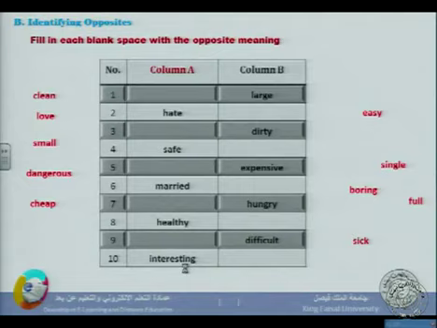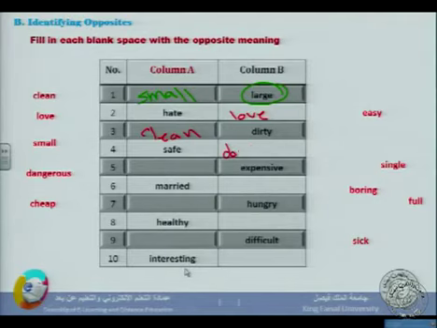Fill in each blank space with the opposite meaning. Opposite meaning شو معناها؟ النقيض. Large معناها كبير. شو نقيضها؟ Small. Hate معناها يكره. شو نقيضها؟ Love. Dirty معناها وسخ. شو نقيضها؟ Clean. Safe معناها أمان. شو نقيضها؟ Dangerous. خطر.